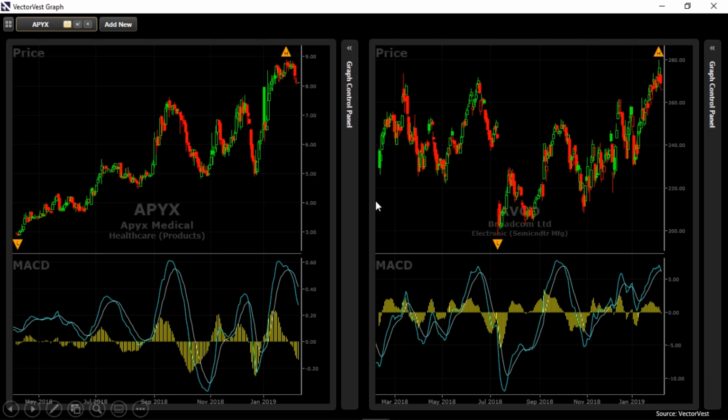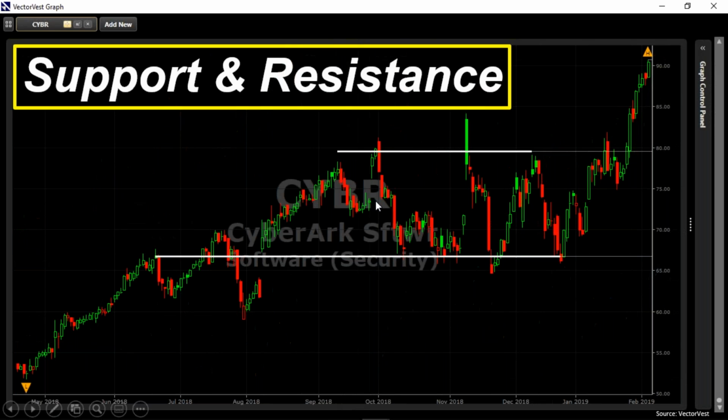You put them side by side. Again, we're using VectorVest graphs here that allow us to do that. So going forward, when applying the MACD, just try to apply it on a stock that looks like APYX instead of a stock that looks like AVGO. And the proof is in the pudding there. The proof is in the examples that I showed on how many winning trades you get compared to how many losing trades. Okay.